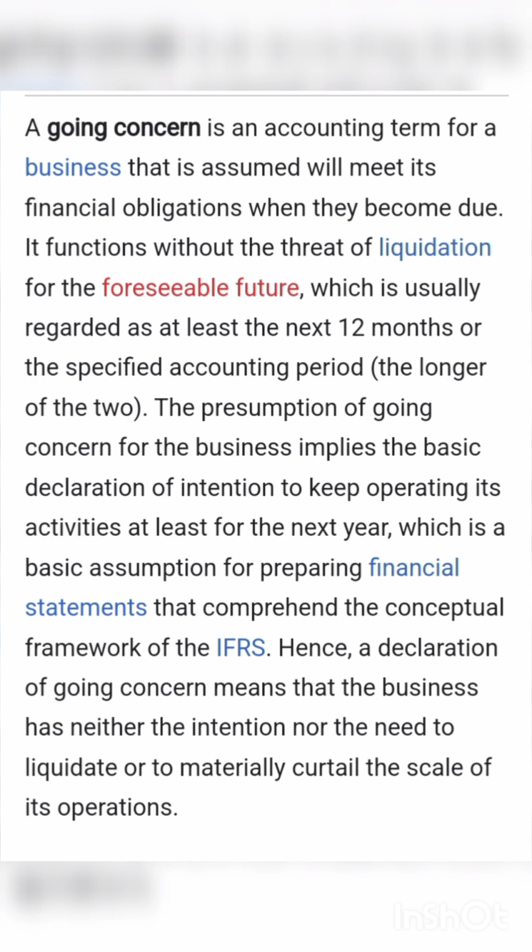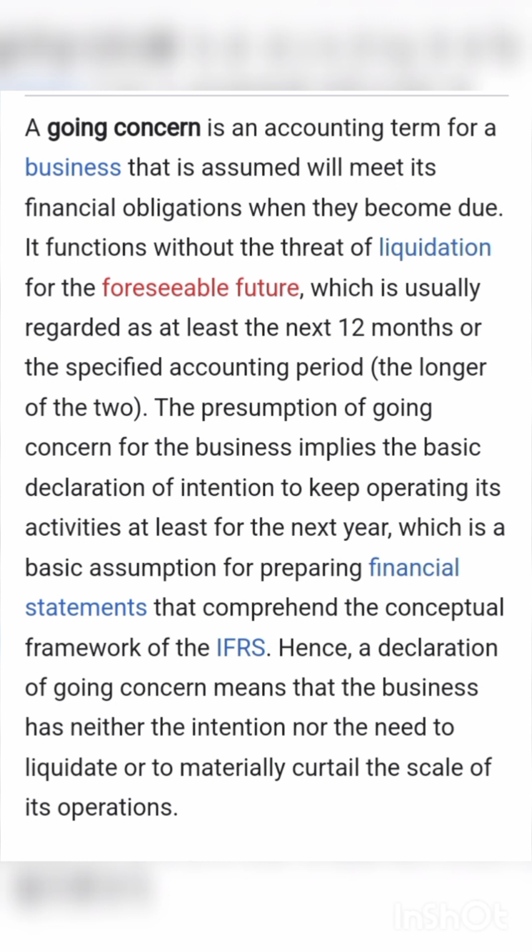Before writing down the solution, I will explain a little bit for your understanding about going concern. A going concern is an accounting term for a business that is assumed will meet its financial obligations when they become due. It functions without the threat of liquidation for the foreseeable future, which is usually regarded as at least the next 12 months or the specified accounting period, the longer of the two.